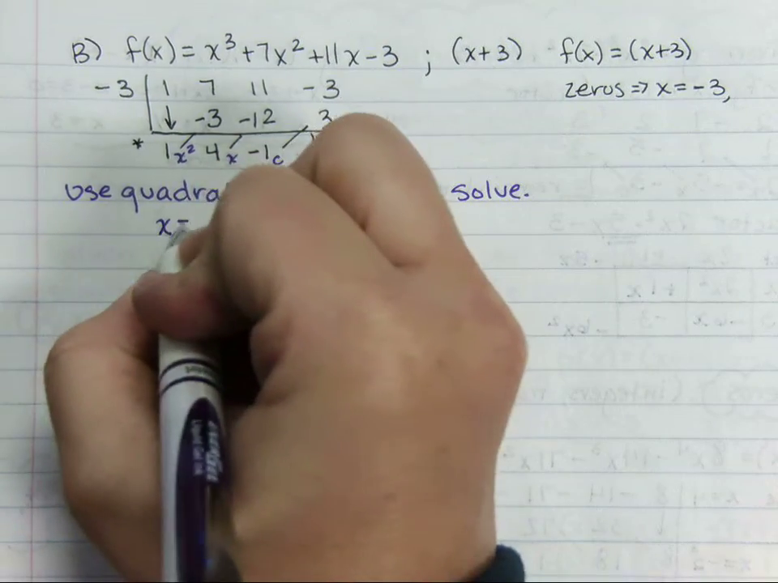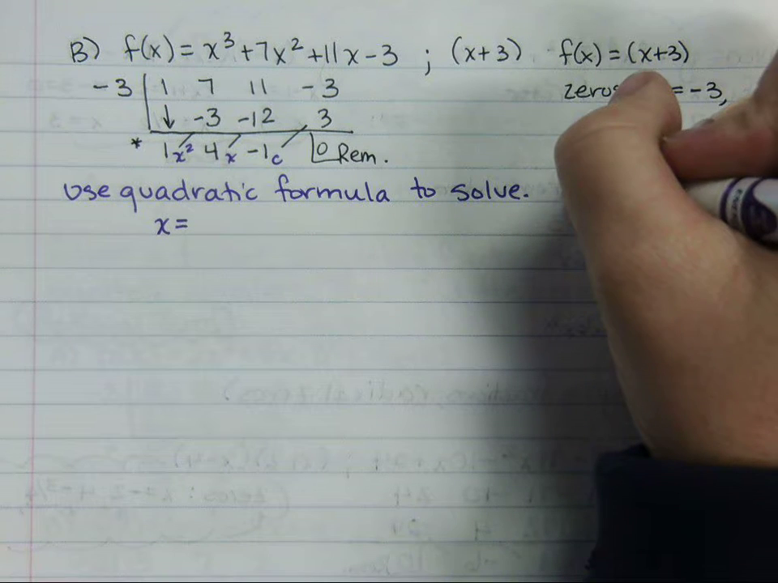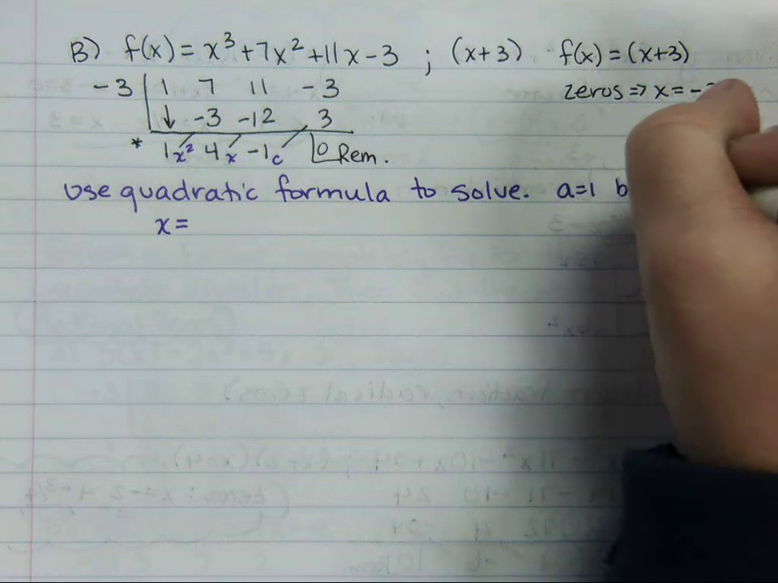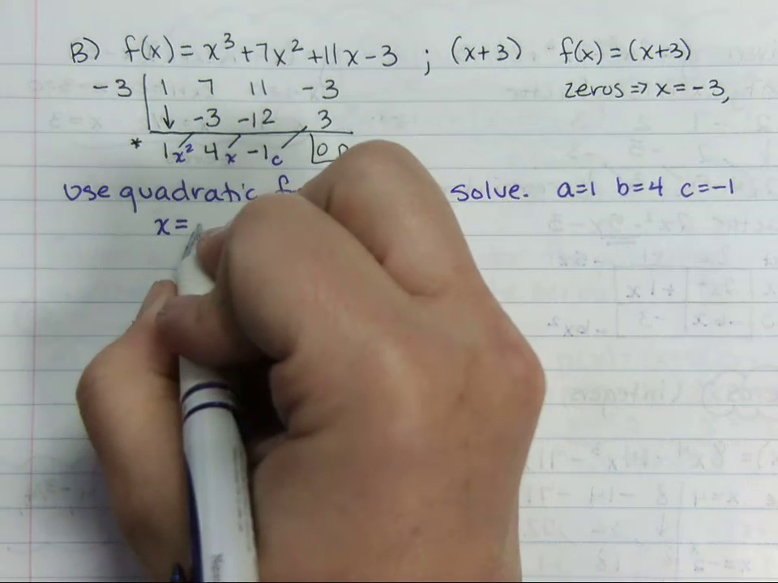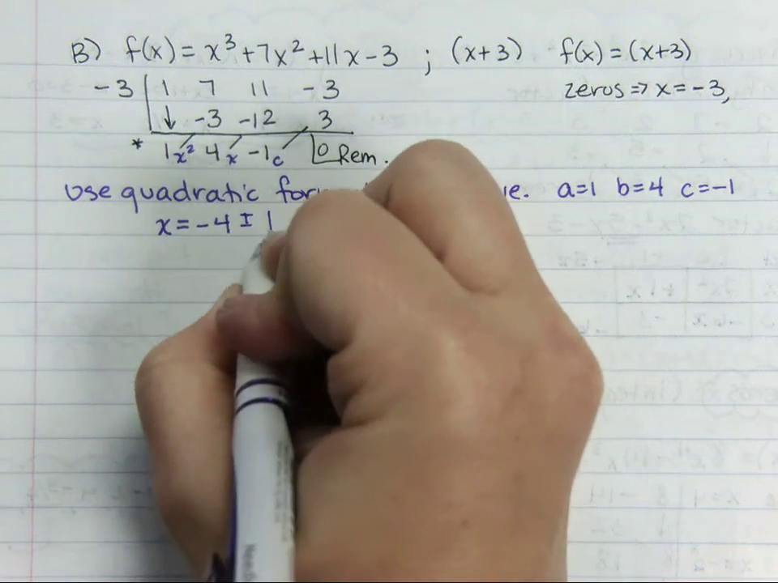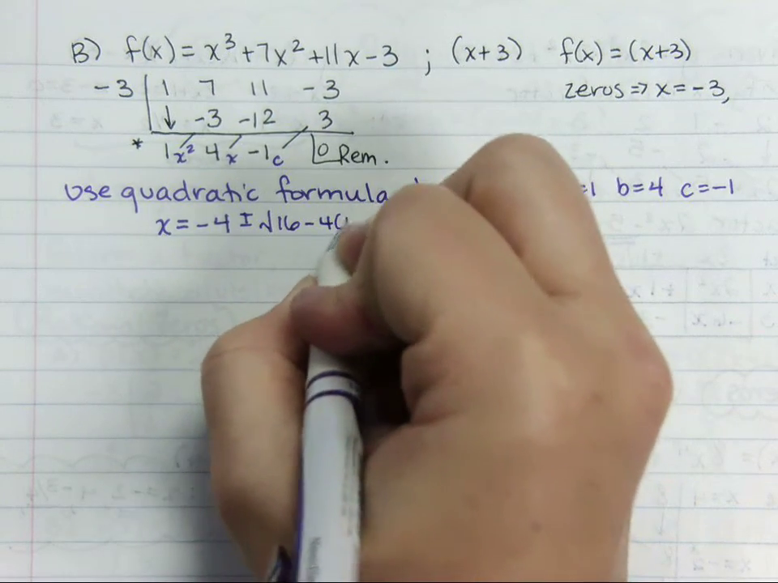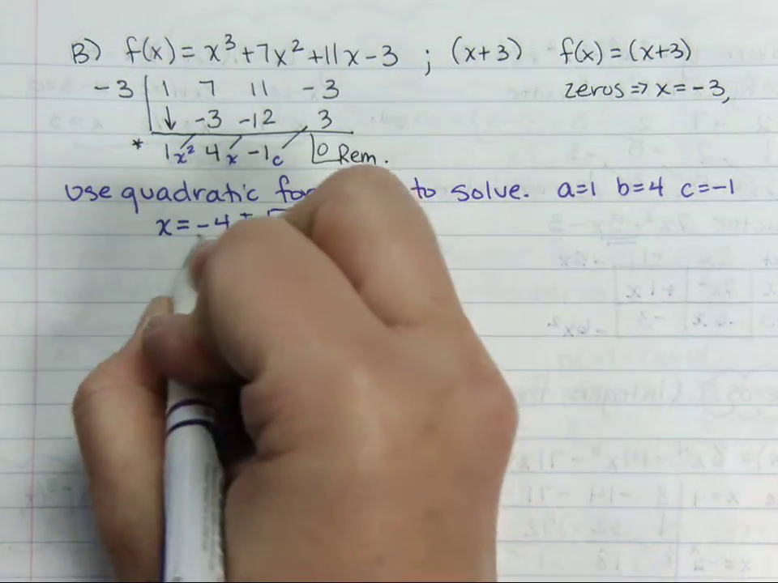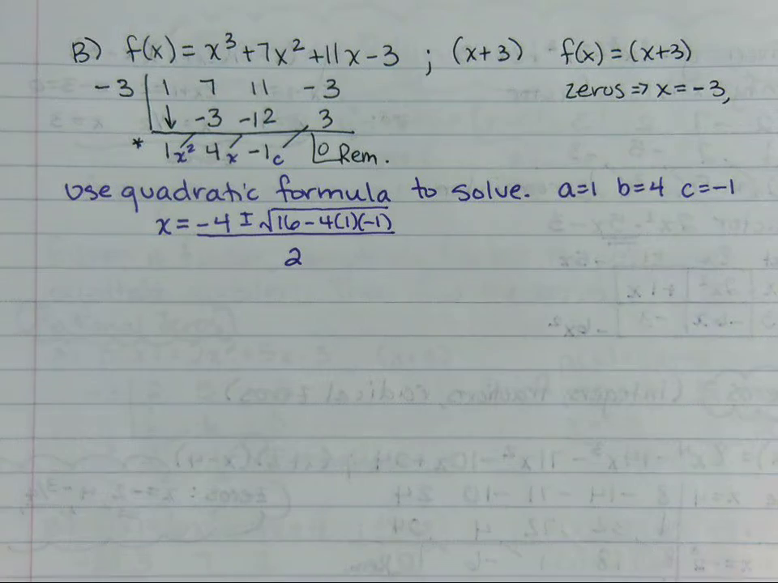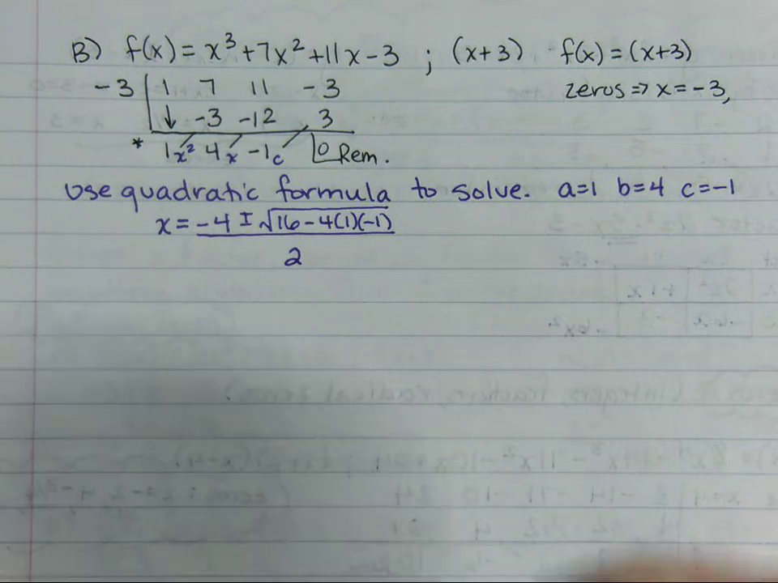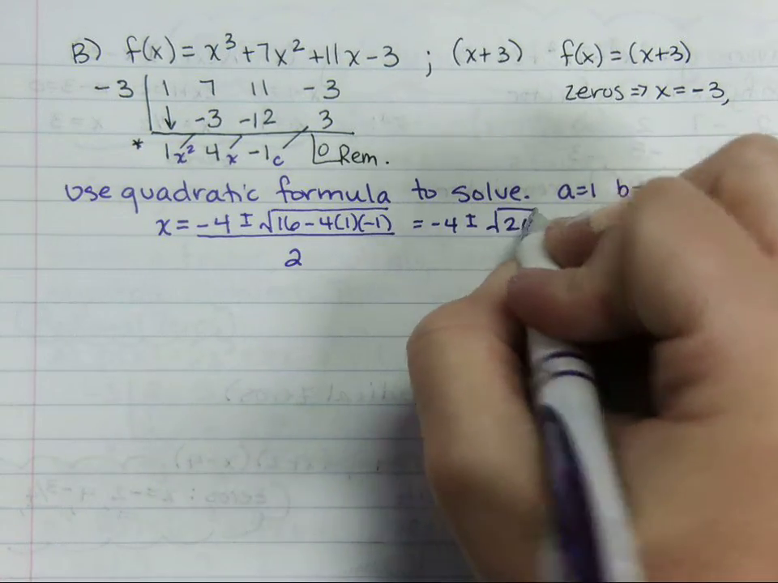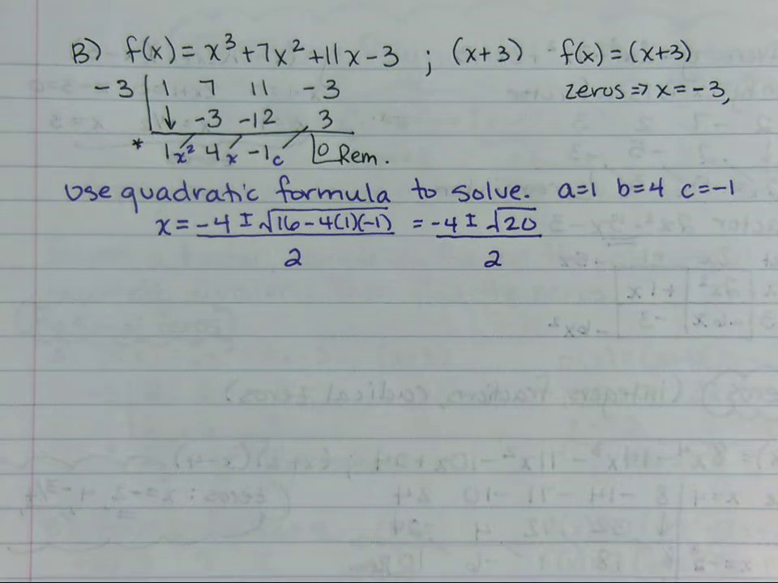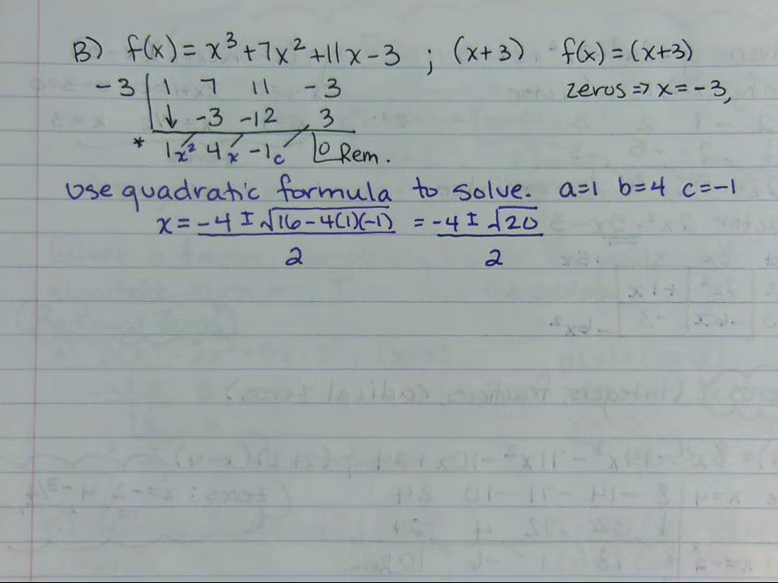So I'm going to use x equals, and if you have to go off to the side again, the a value is 1, b is 4, and c is negative 1 for this particular problem. So again, x equals the opposite of b, plus or minus the square root of b squared minus 4ac, all over 2 times a. So underneath the radical is going to be the square root of 20. And this is a positive radicand, which means we're not going to have an i.